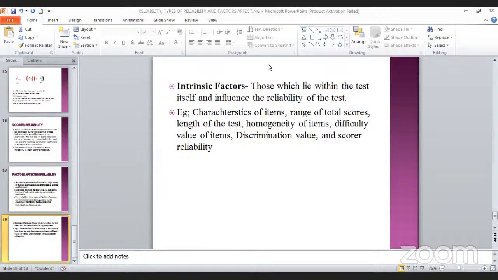So now, any question from any part, anyone? Ashna, any question?